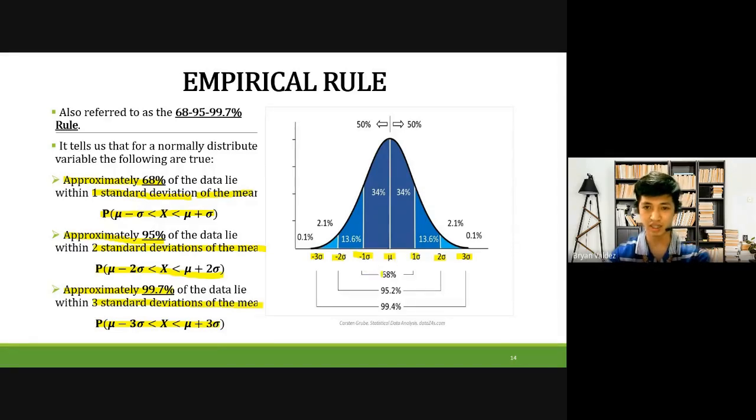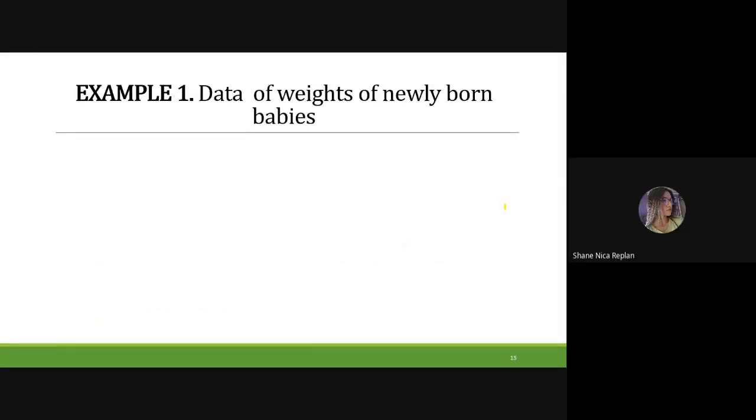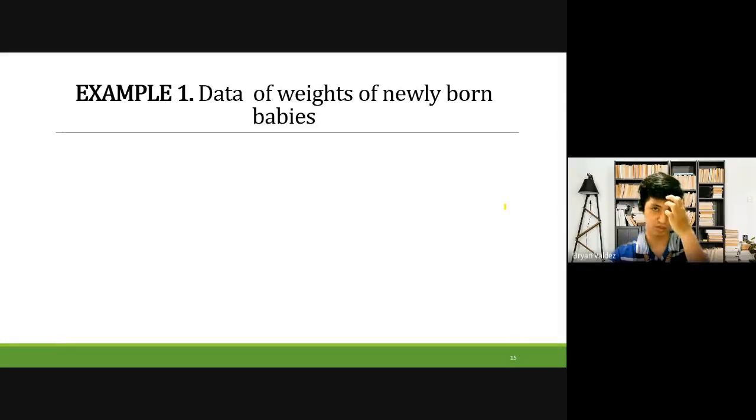So pansinin natin that is approximately 68%. Then ito yun ha, ito. And then the 95.2% from this area up to this area, that is approximately 95.2%. And from this area hanggang dito sa dulo, that is approximately 99.4% of the data. Nakuha po ba? Yes po. Okay. So let's apply that to examples.